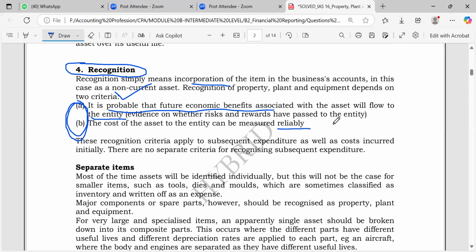So you can know that, okay, I know the asset will give me some benefits, but also the cost can be measured reliably. If you are told it is probable there will be some future economic benefits, it means if you have an asset, you expect to use it. Let's say we spoke of value in use, right? You can generate maybe the cash flows in year one, in year two, in year three. You expect to get these cash flows. If you expect nothing, then you cannot recognize it. Why? Let me tell you, why can't you recognize it?